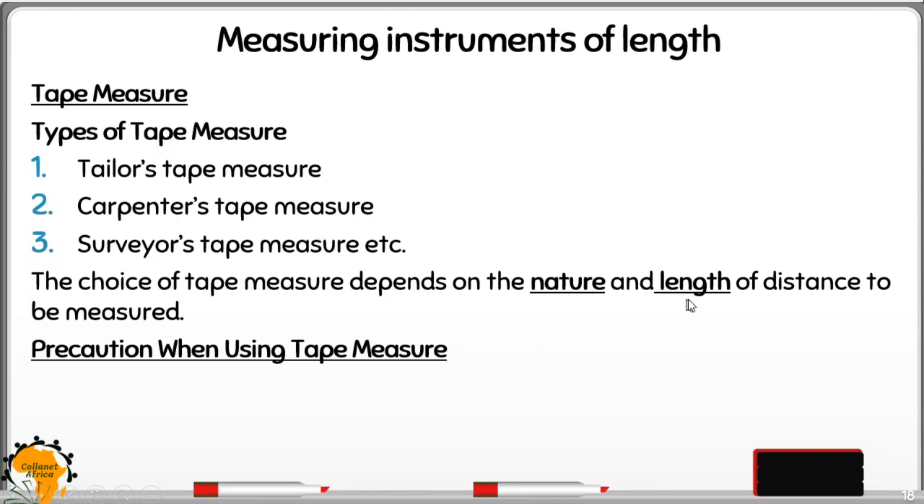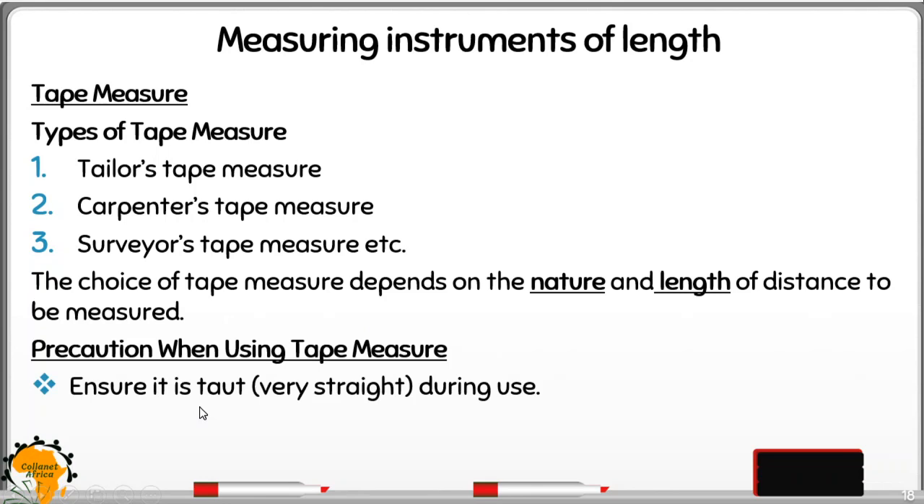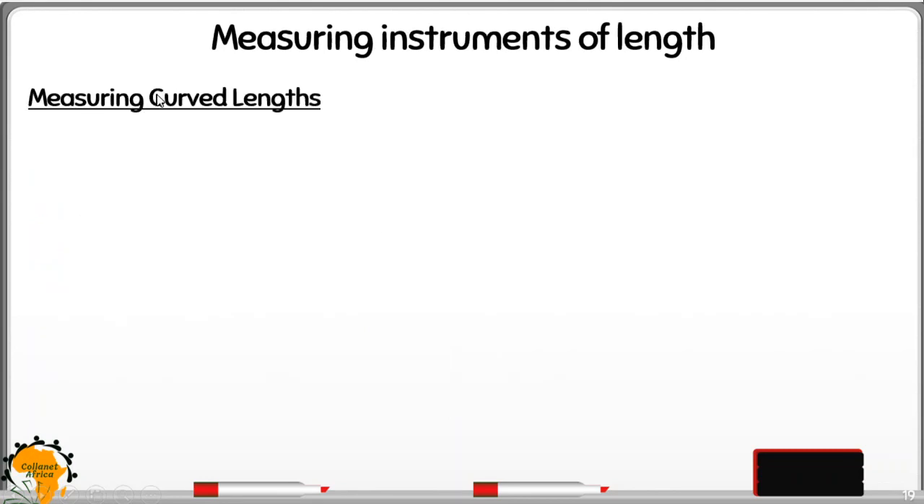So the nature and the length determines the type of tape measure that you're going to use. Then, precautions when you are using a tape measure: make sure that it is tight and very straight. This will ensure that you get the correct reading. Then we move to measuring curved lengths.